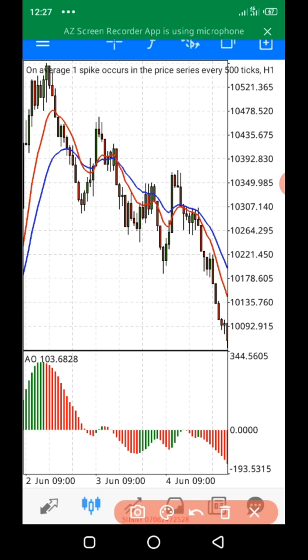Now on your own, if you see that the market is coming down, and you see an upward movement, a pullback, and your moving average crosses down, then you should know that you are in a downward trend.